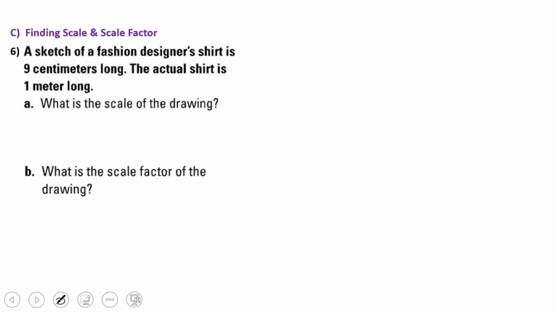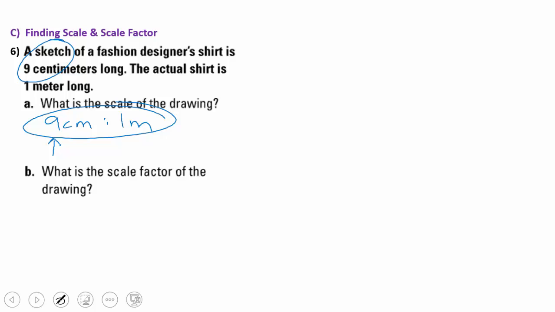A sketch of a fashion designer's shirt is 9 centimeters long. The actual shirt is 1 meter long. What is the scale of the drawing? So in this particular case, you have to write the scale, and that would be 9 centimeters, because that is the sketch. We always put the sketch, the drawing or the model, first, to 1 meter. Okay, so that would be the scale. Remember, scale does not always have to have a 1 first. It could, but it doesn't have to. Most of the time it does. In this case, it does not.